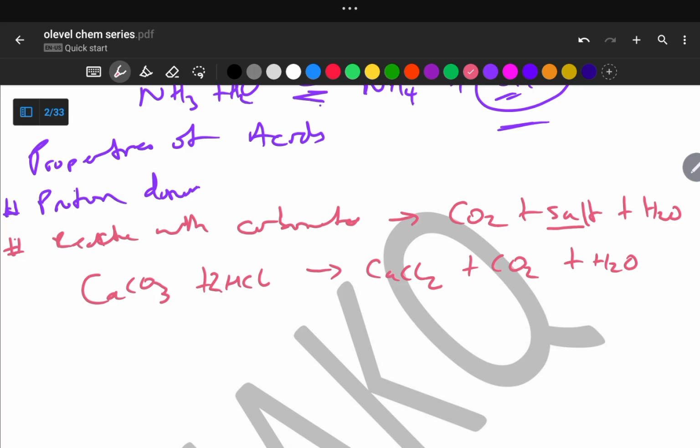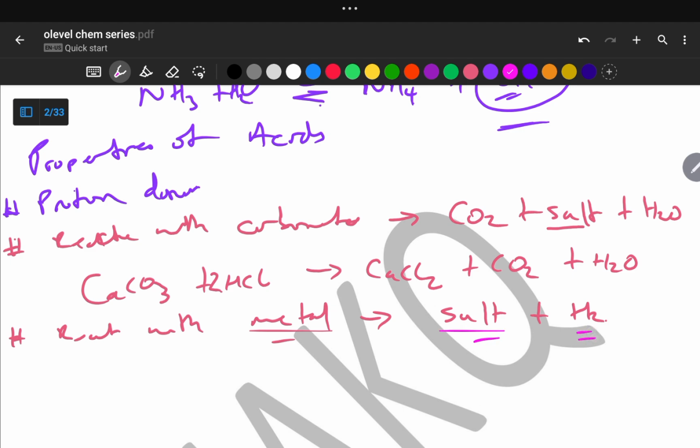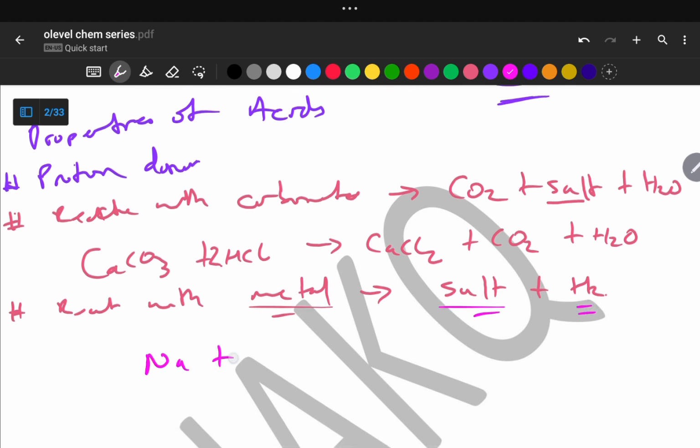And then we go on to the other property of an acid. An acid reacts with a metal to give salt plus hydrogen. So the reaction between an acid and a metal, we are going to obtain salt and hydrogen. So we have sodium plus hydrochloric acid to give, as an example, sodium chloride plus hydrogen gas. Are we together? So this is the equation for the reaction. This equation is now balanced.